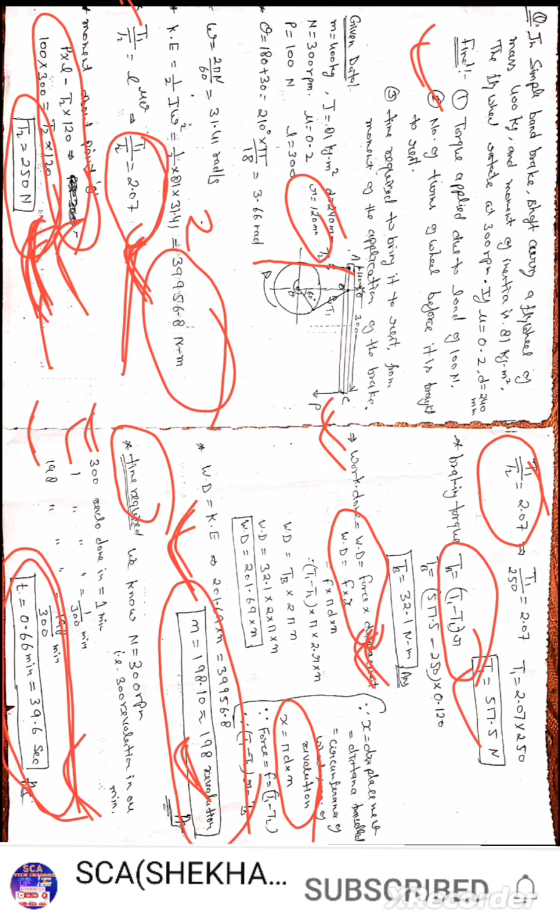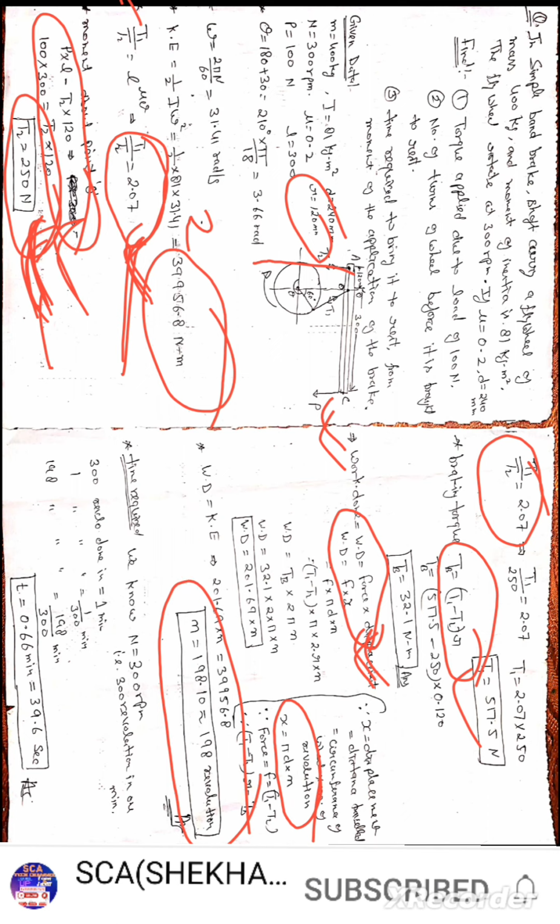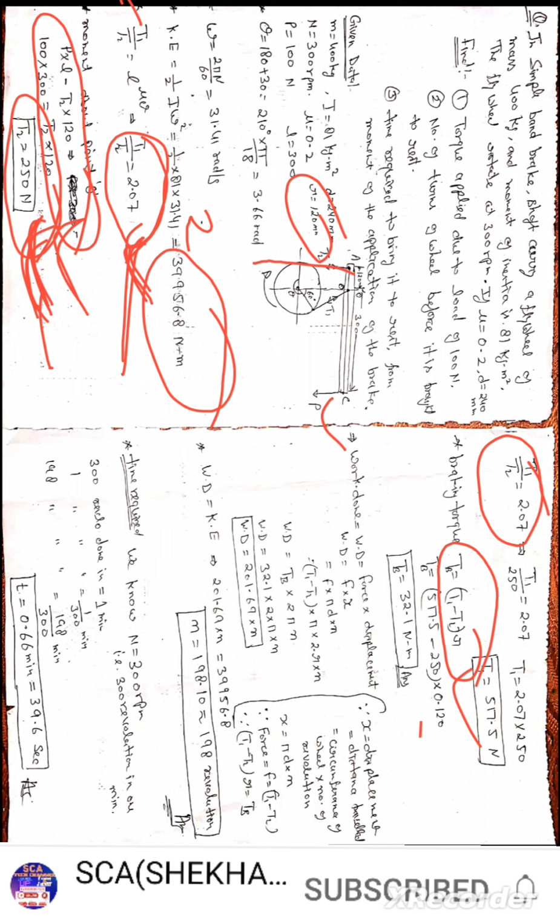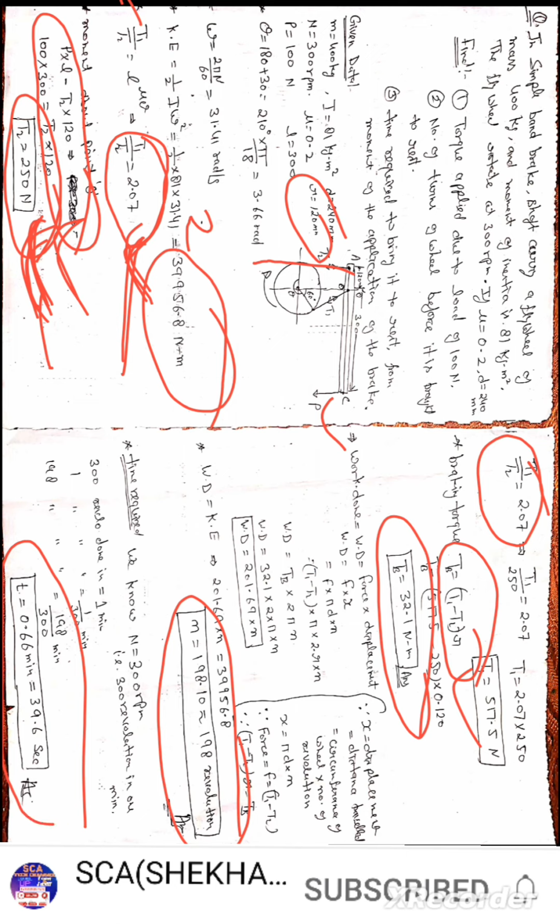Finally, we get all the determinations. In the first determination, the torque is 31.1 Newton meter. In the second determination, the number of revolutions is 198. And the third determination, the time required to bring it to rest, is 0.66 minutes, which is equivalent to 39.6 seconds.